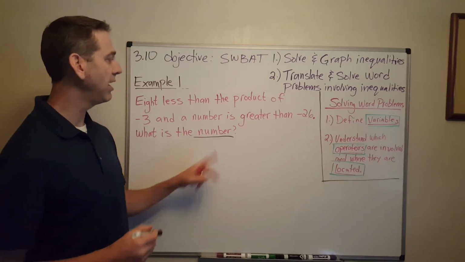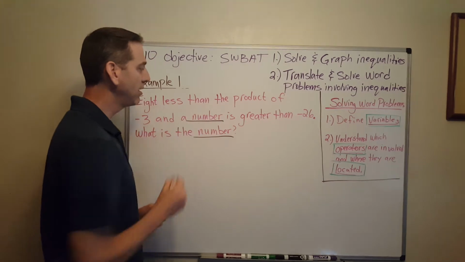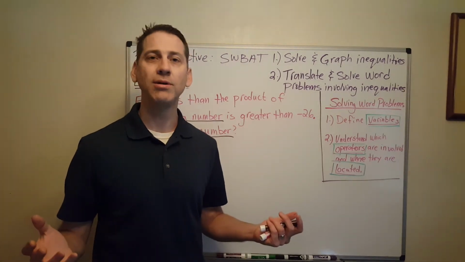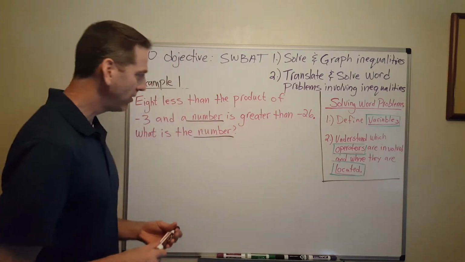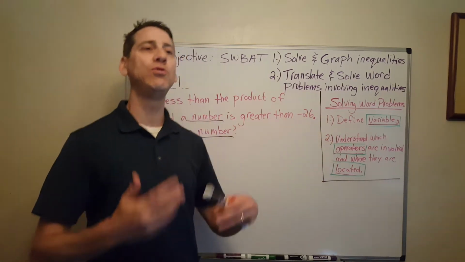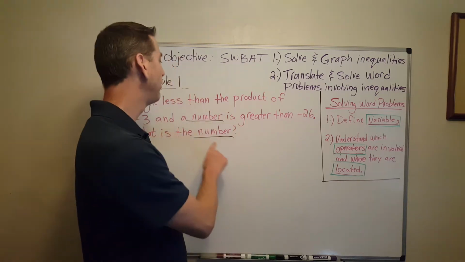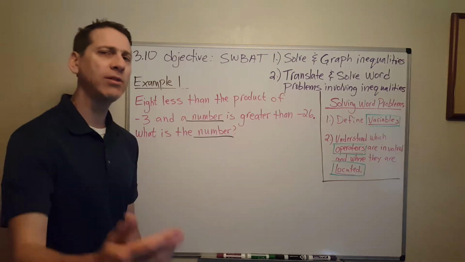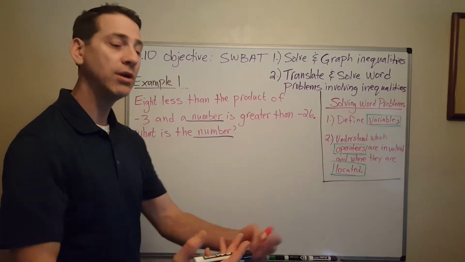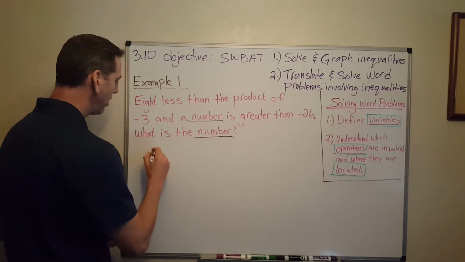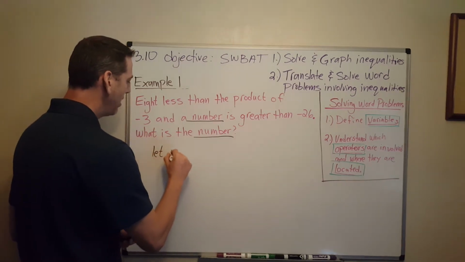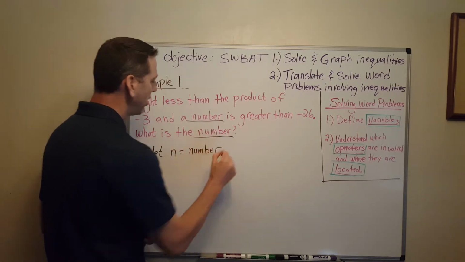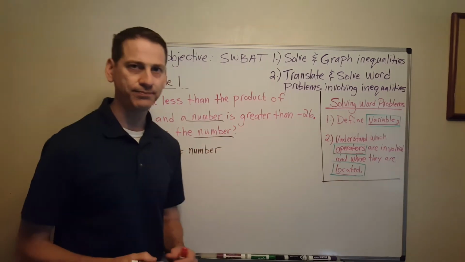Where else do you see that? Well, you see it right there, right? So our variable is going to be a number, so we have to define that. What variable are we going to use for a number? We could use x. How about this time we use the letter n for number? So I'm going to say let n equal the number, or a number.